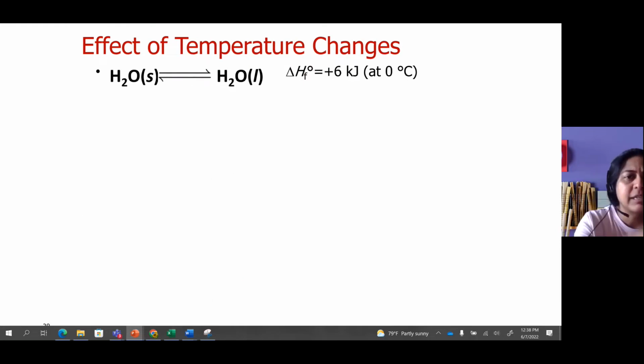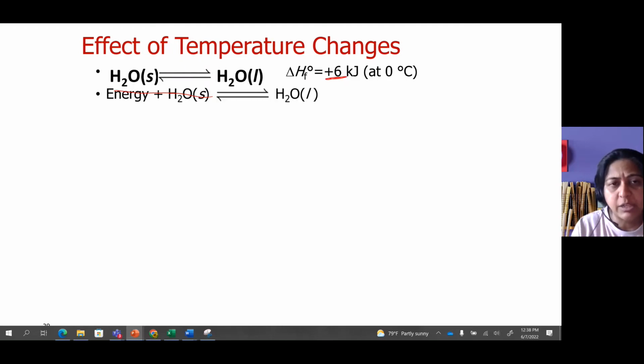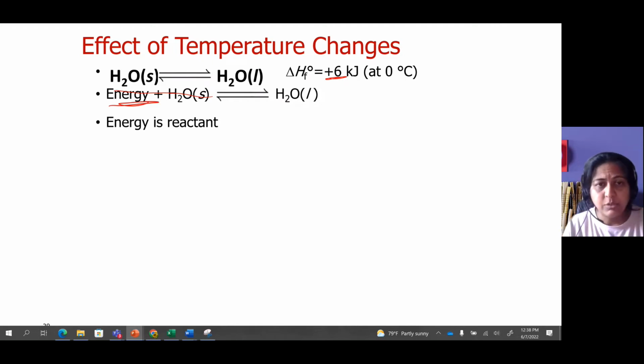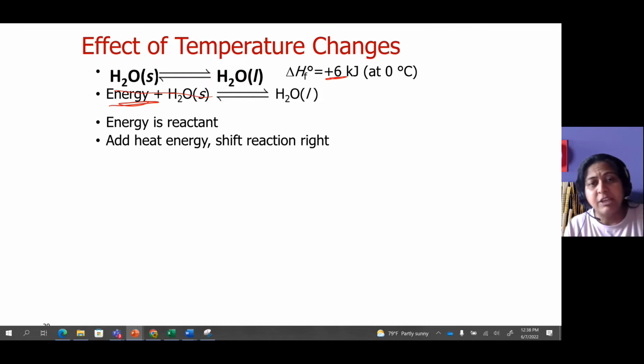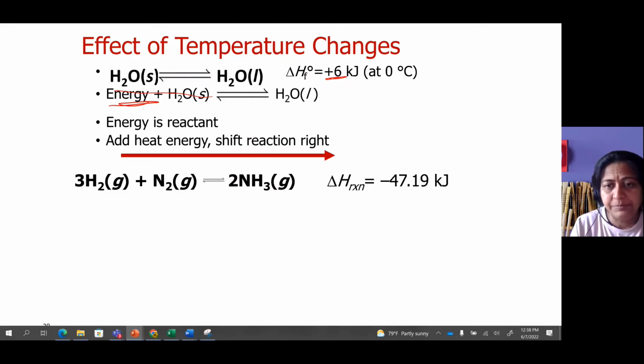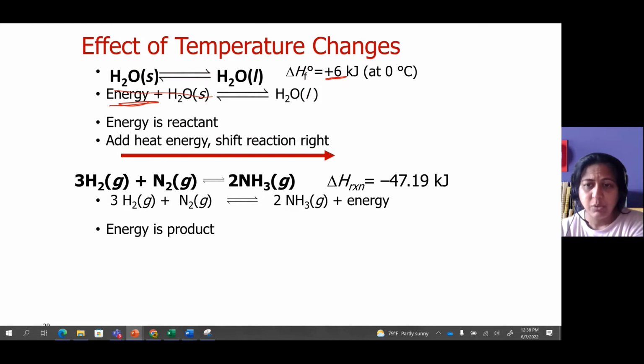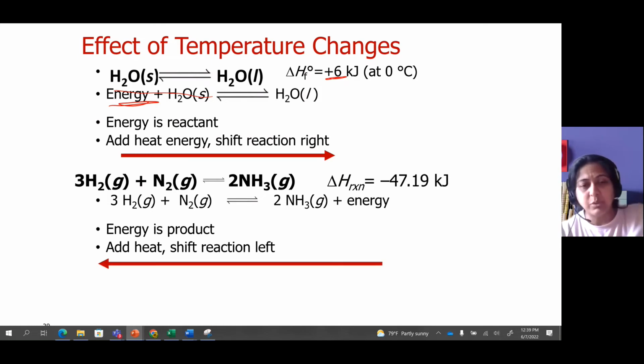Again, look at this equilibrium. This is melting, so it's an endothermic reaction. Endothermic means the energy is a reactant. So adding heat means the reaction shifts right, towards the products. Again, here is another reaction. Now it's an exothermic reaction. Therefore, energy is a product. So adding heat means we need to remove the product, so the reaction moves towards the reactants.